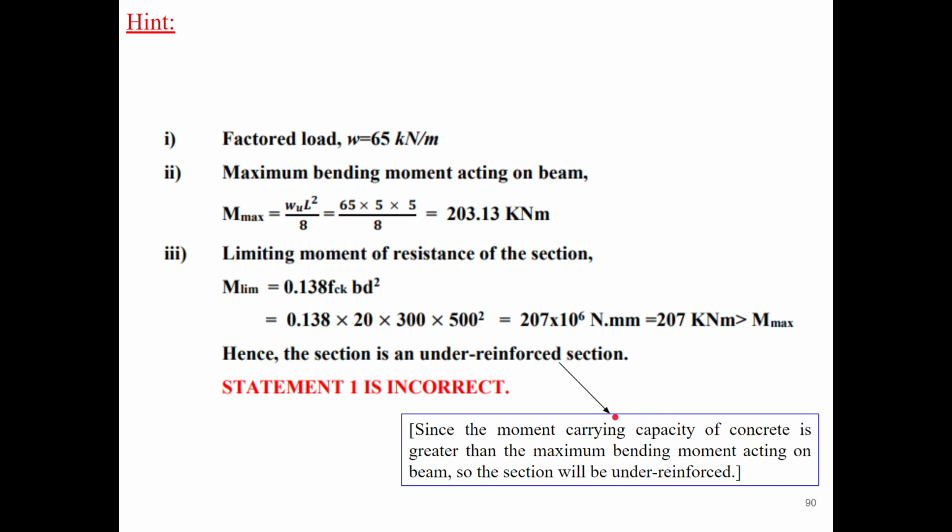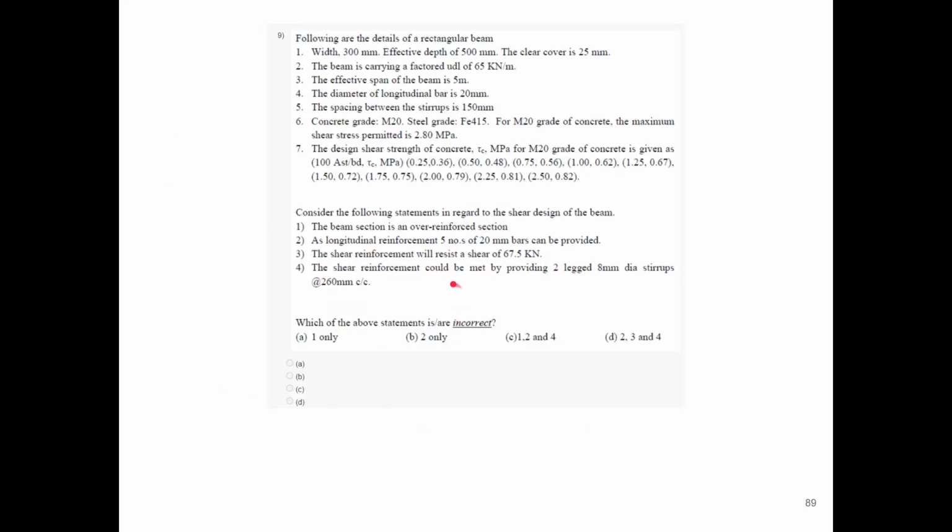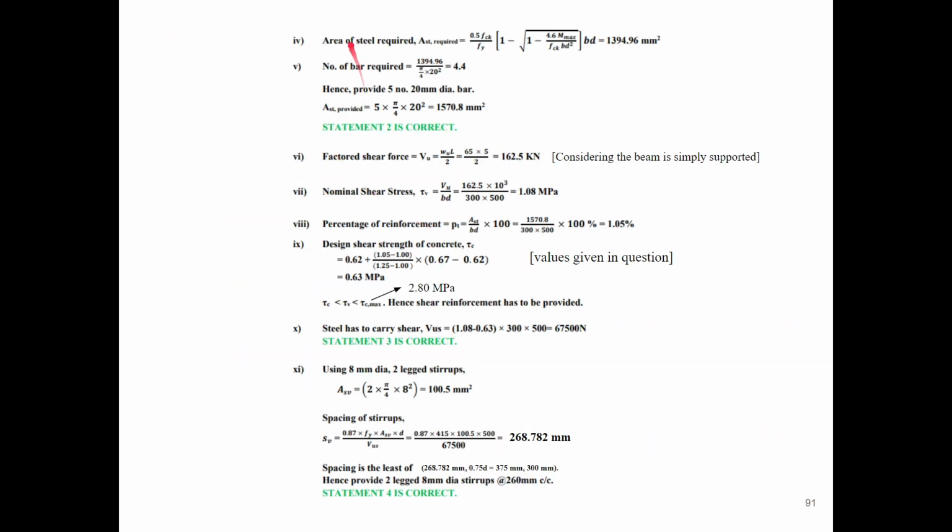Because we always want the beam to fail first in tension, we can design it as an under-reinforced section. If this value had been lesser than this, then we could have gone for over reinforcement or doubly reinforced section. Because this value is more, we can go for an under-reinforced section. We can provide less tensile steel so that it fails first. Therefore it is not an over-reinforced section. Then, for the area of steel required in this case, we can use this equation.